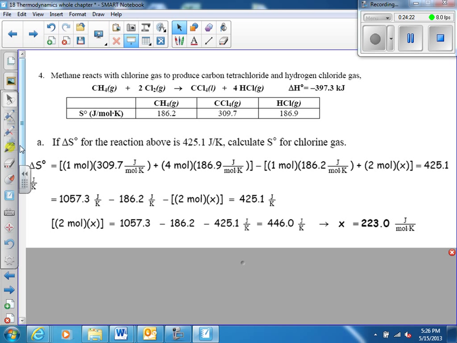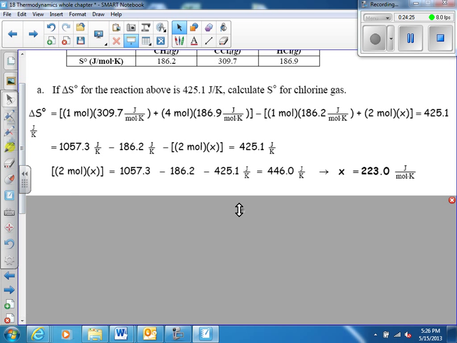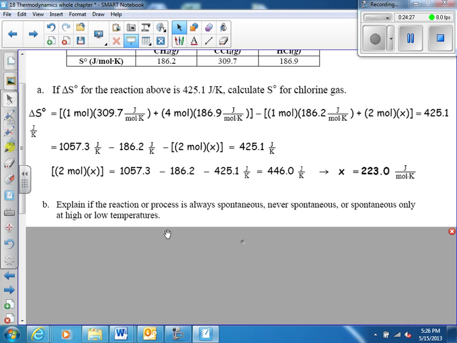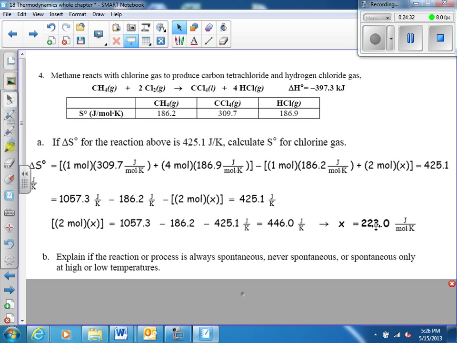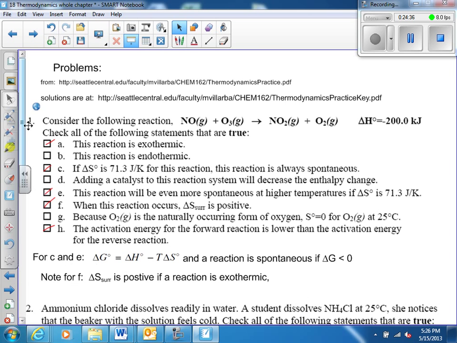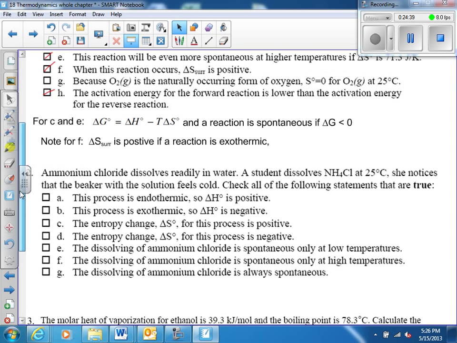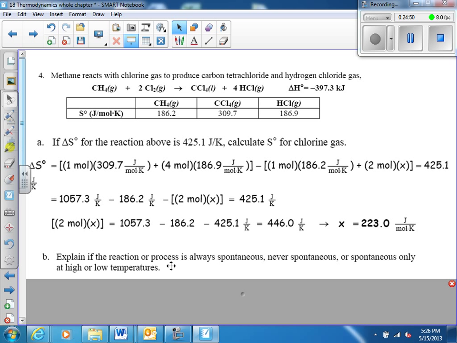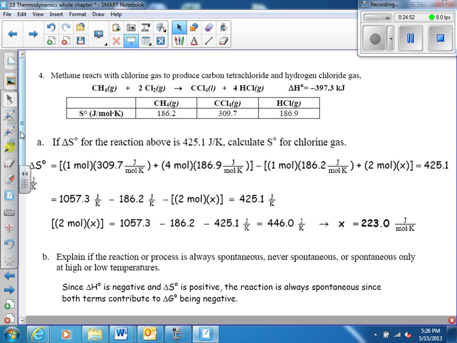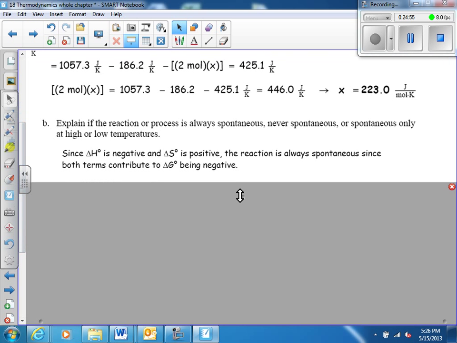Okay, there's your answer. And then there's going to be a part B here. Is this always, never, or sometimes spontaneous? We have a positive delta S and a negative delta H. Here we go. This is positive, this is negative. A negative minus a positive is always negative. Delta G negative is always spontaneous. There you go. Always spontaneous.